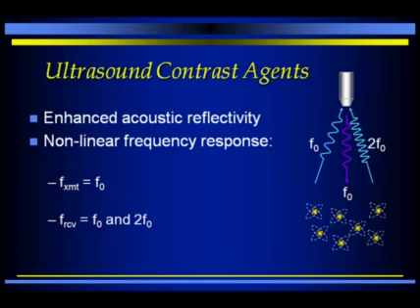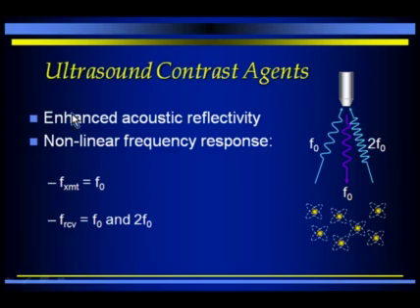Another technique, which is perhaps further down the road, is the use of ultrasound contrast agents. Now, ultrasound contrast agents are a way of looking at the vascularity, and basically what they do is they enhance the acoustic reflectivity of whatever tissue they're in. And in the prostate, they're in the blood vessels. So they're going to enhance the reflectivity and the visibility of the small vessels.